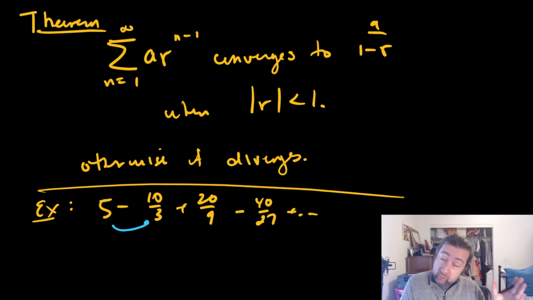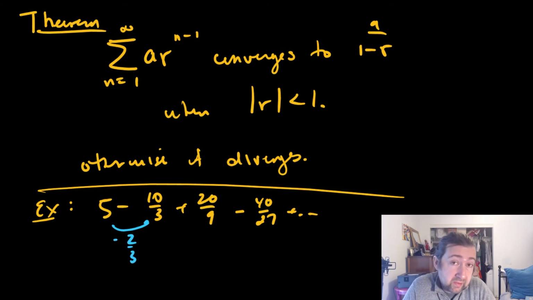The first thing you should always check for is if a series is geometric. When you're considering any series, the easiest series to look at are the geometric series. So you look at 5 minus 10/3. If I'm going to get from 5 to 10/3, I would have to multiply by -2/3. So this is acquired from the previous term by multiplying by -2/3.